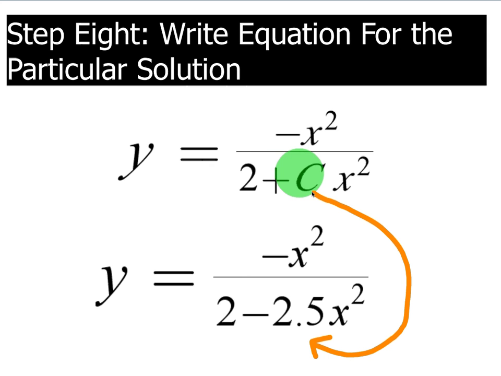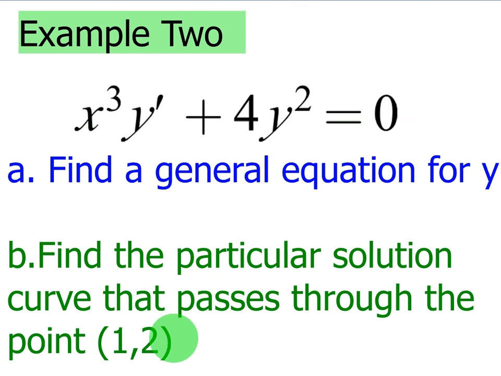So you take that c value you just solved for, and you plug it in for c, and this is the equation: y equals negative x squared over 2 minus 2.5x squared. Again, what that gives you is the curve that passes through the point 1, 2 on this particular slope field for x cubed y prime plus 4y squared equals 0. That equation will give you the curve that passes through 1, comma 2 for this particular differential equation.